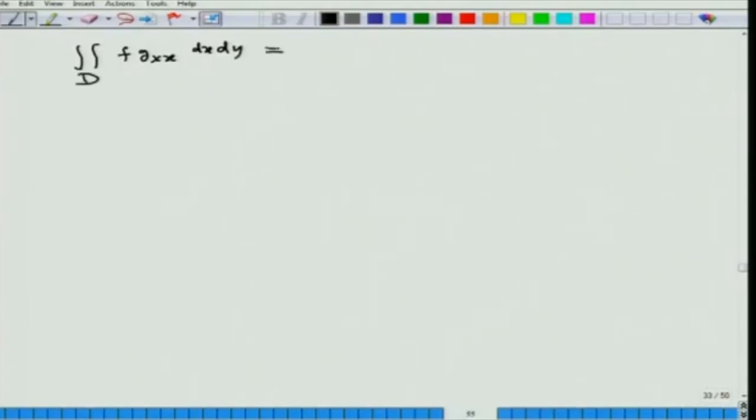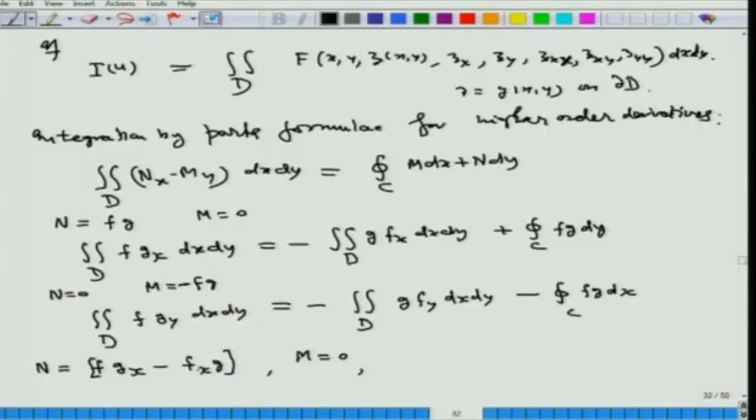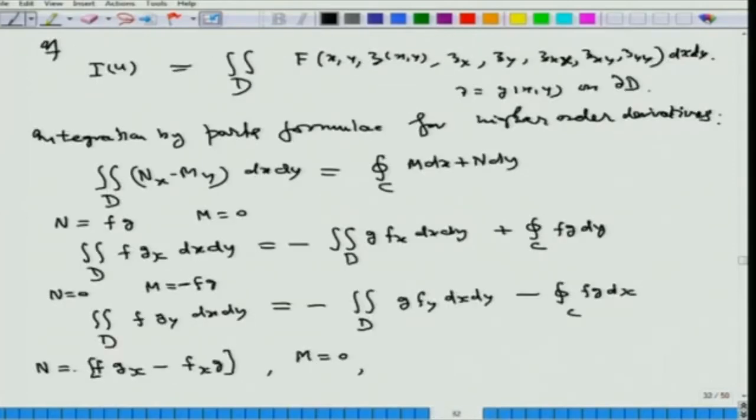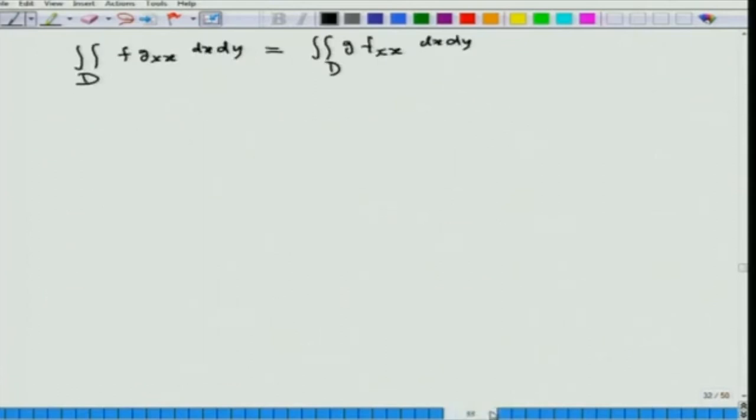and we will have here, in this, now f x x g, and with minus sign which will come on the right with plus sign. So, we will have g f x x over D, dx dy, and then here n we have taken like this. So, n dy plus this, f g x minus f x g, here dy. So, this is a second order integration by parts formula, where this x derivative is shifted onto f here.